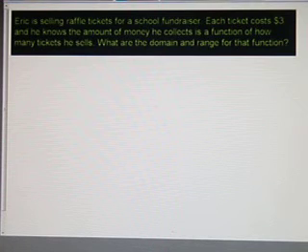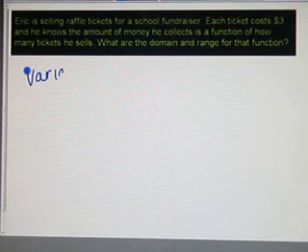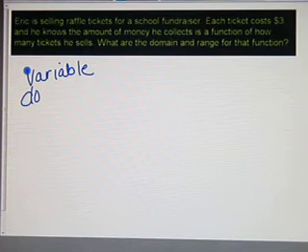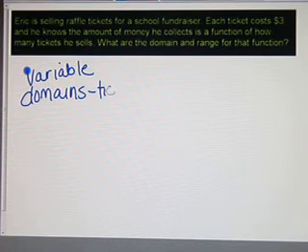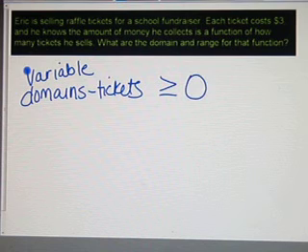So what we would say here is for our variable, which is the tickets, we've decided our domain is the tickets. And those have to be greater than or equal to 0. So you can sell 0 tickets. The thing you can't sell is negative tickets. And that's kind of what you have to show in mathematics: with your domain, you have to say, okay, it can't be negative.